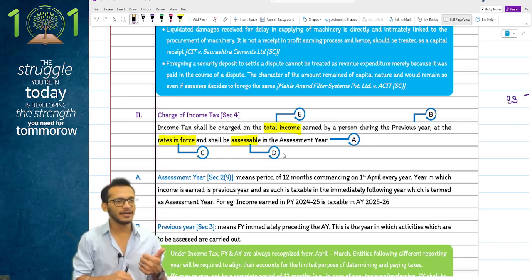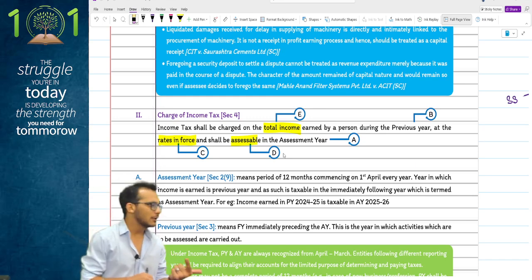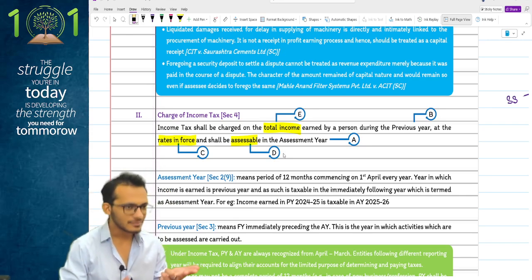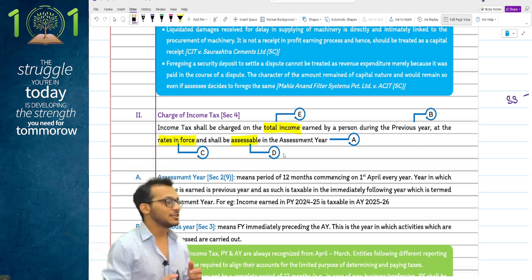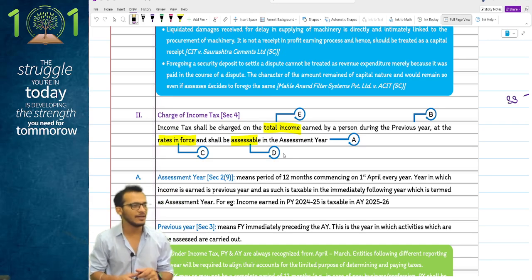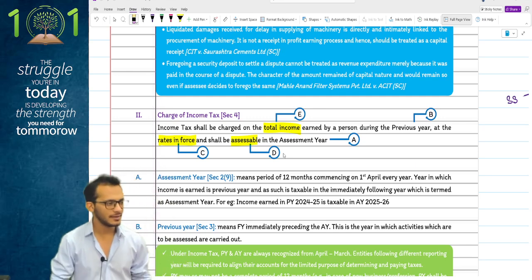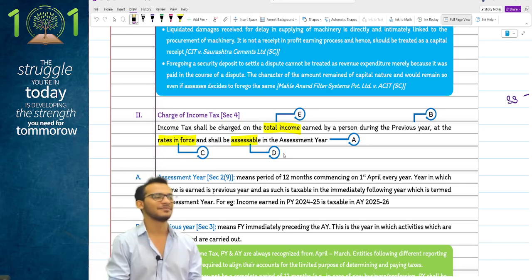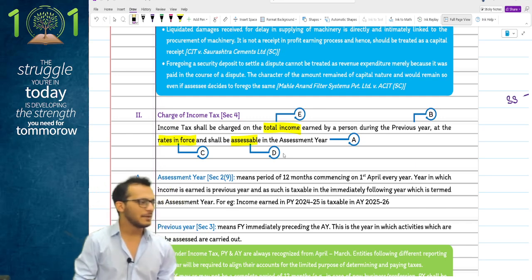Individual leaving India with no intention of coming back. AOP or BOI created in the current year, dissolved in the same year. A non-resident shipping company coming to India, leaving India will have to pay 7.5% of their revenue as taxes in India. Next. A business or profession is discontinued in the previous year.